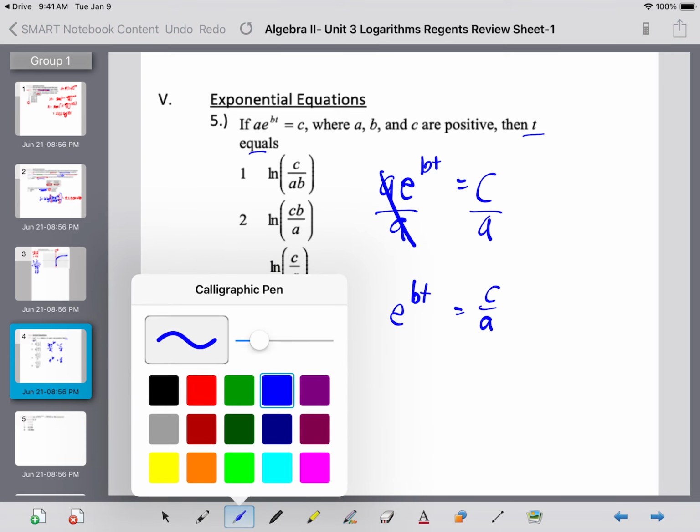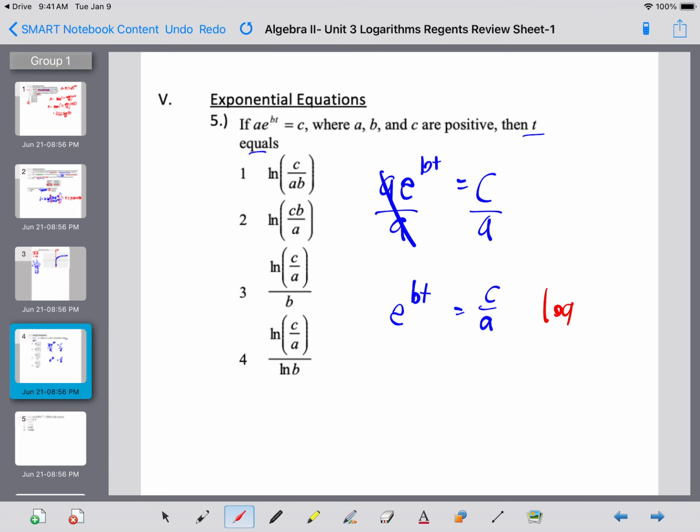Now you have to put it into log base form, right? Log base, you could remember it as log bay, right? Log base argument or log base answer equals exponent. So what's your base here? E. So we have log base e of your argument, or if you memorize it as answer, just know it's the answer on the opposite side of the equal sign. So you have c over a equals your exponent bt.